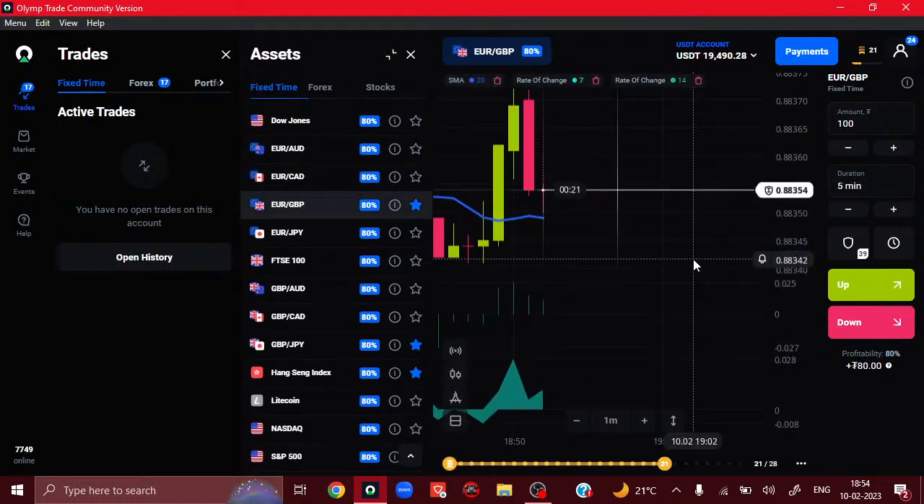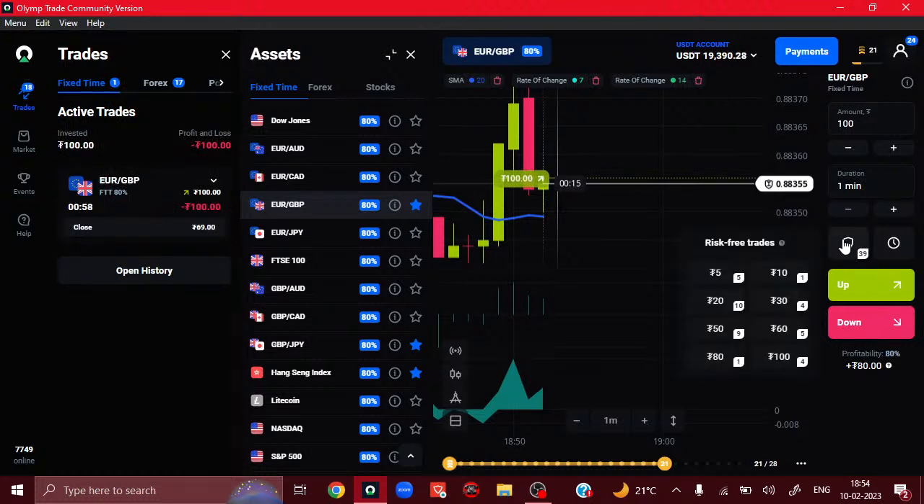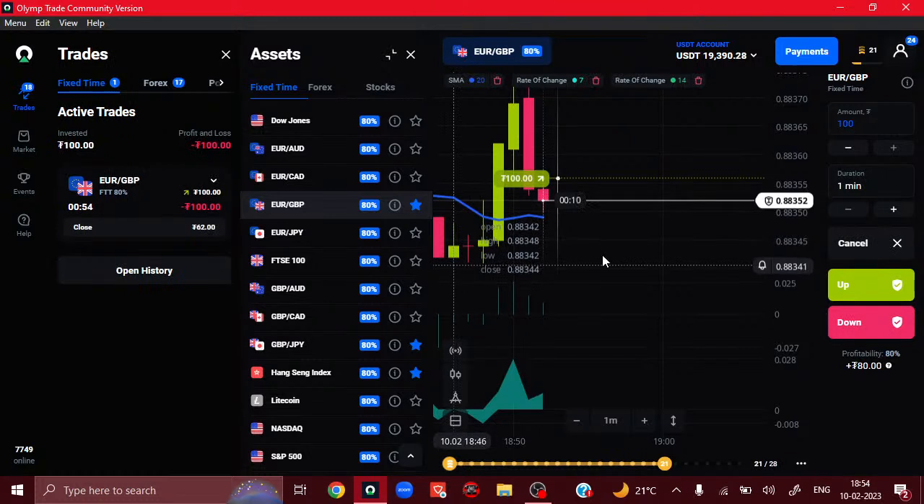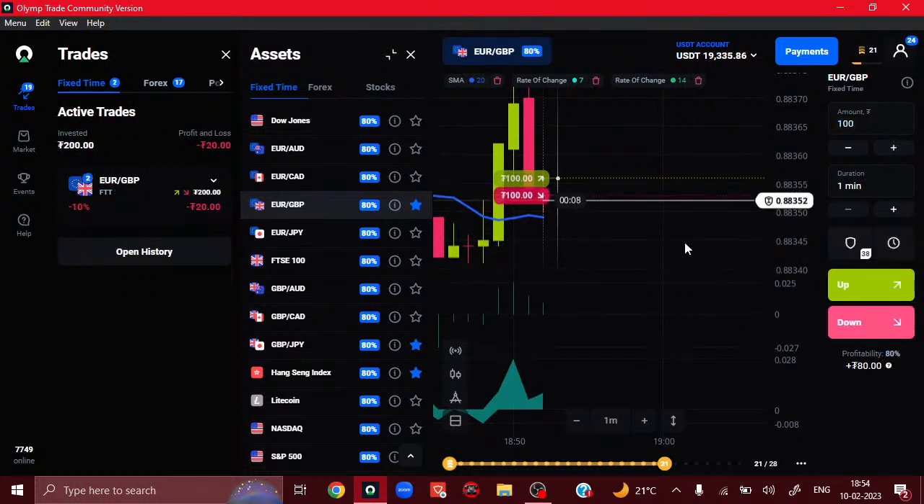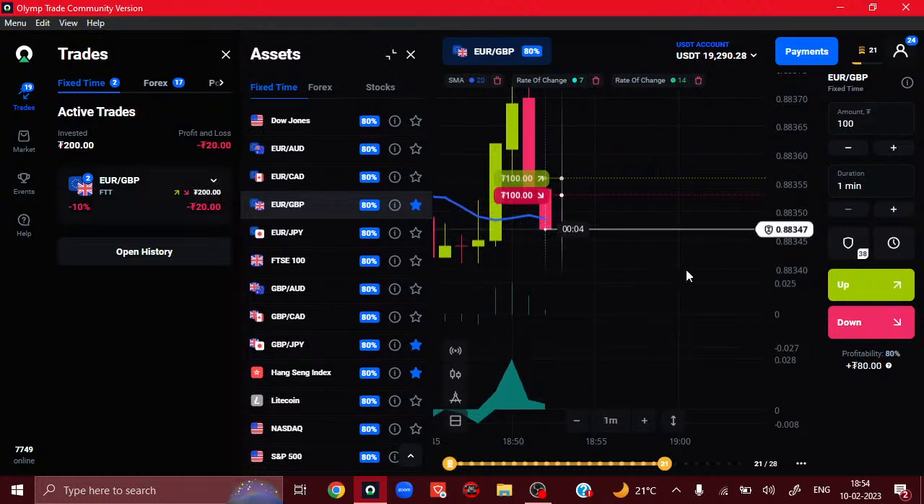In the Euro GBP, the price is getting support from the 20 SMA. So I think here we can enter into a trade in the upward direction. I have a few risk-free trades available as well. So this is a very good opportunity to use the risk-free trade here, so that in at least one of the trades I will get profit.